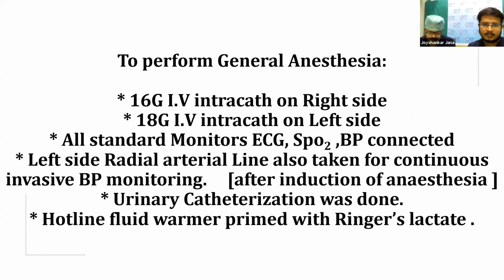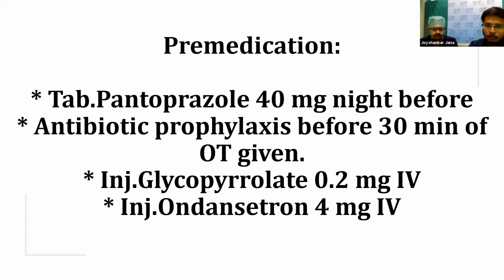Now, to perform general anesthesia, we put in 16 and 18 gauge intracaths, and standard monitors are applied. After induction of anesthesia, an arterial line is also placed for continuous invasive BP monitoring. A urinary catheter is placed and urine output measurement is taken. The hotline fluid warmer is primed with Ringer's lactate to preload the patient and maintain the BP during the starting part of the anesthesia. As pre-medication, we gave tablet pantoprazole 40 mg the night before.